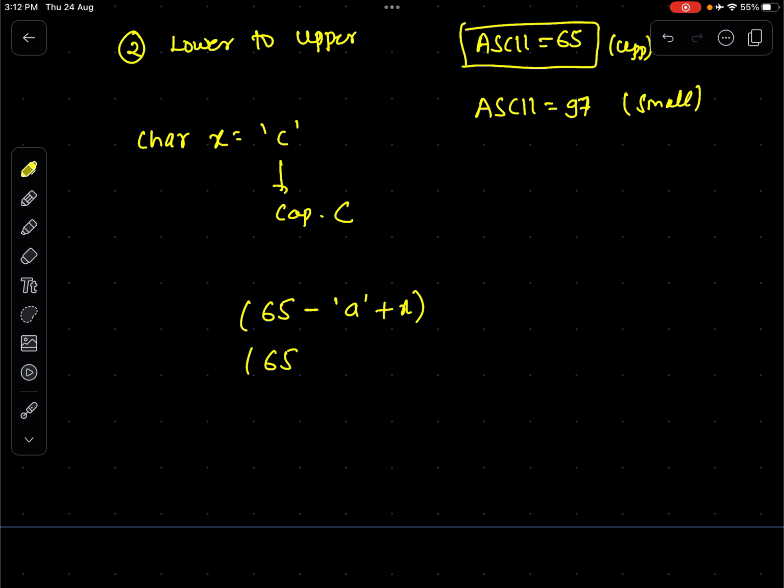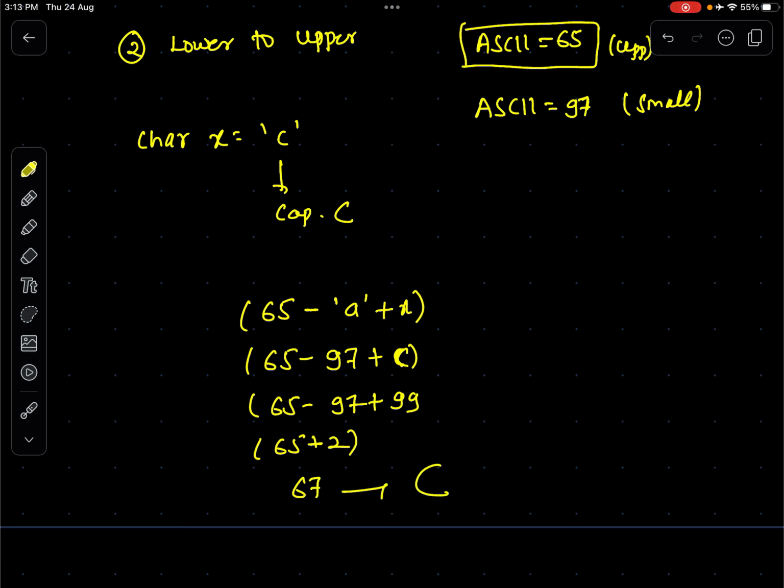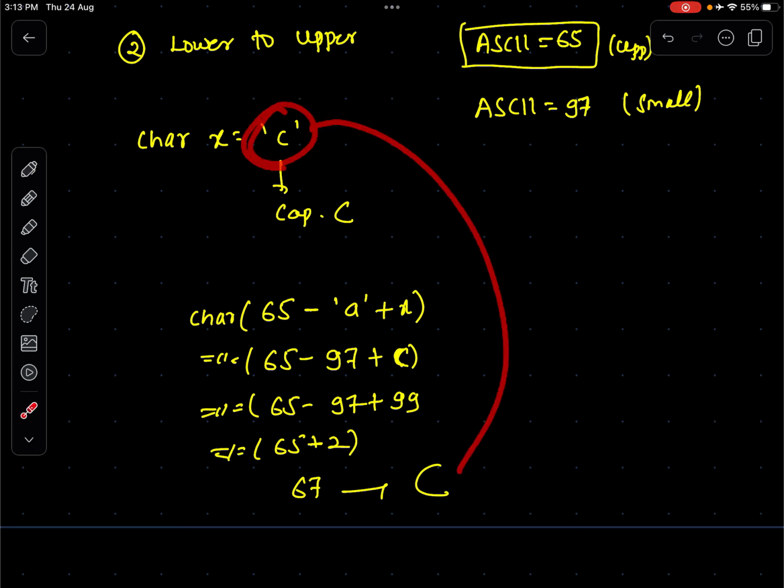So it goes 65 minus the ASCII value of smaller a, that is 97, plus the ASCII value of my smaller c. What is the ASCII value of smaller c? Can I say it is 99? So it will be 65 minus 97 plus 99, which is 65 plus 2. It will end up giving 67, which is the ASCII value of capital C, right? And we simply need to typecast it. I hope you understand how we converted a smaller c into my capital C.